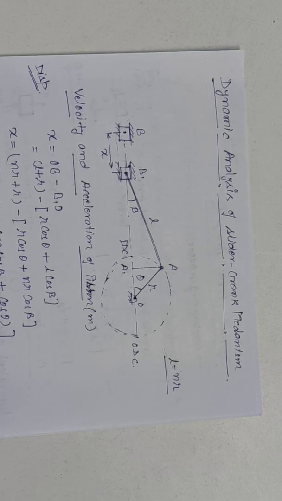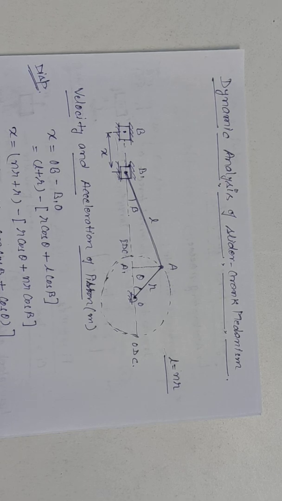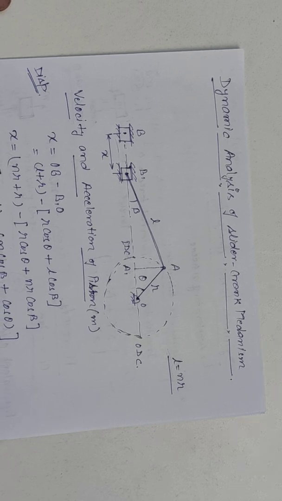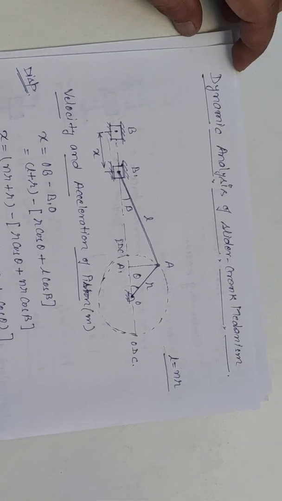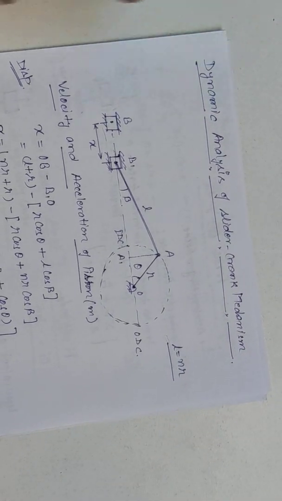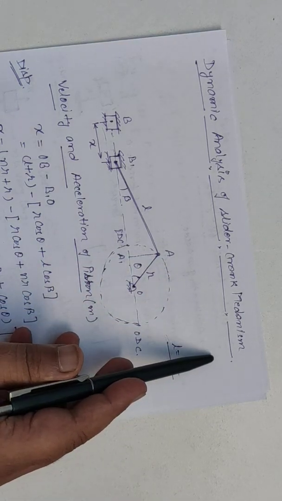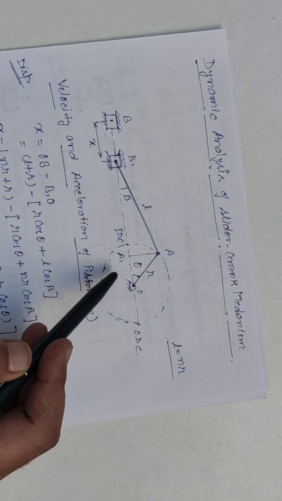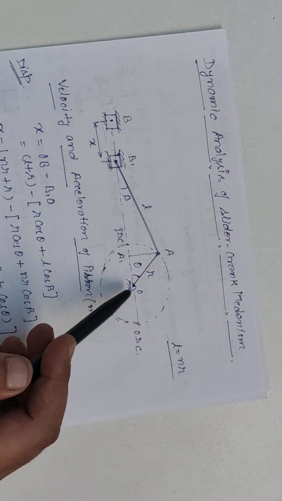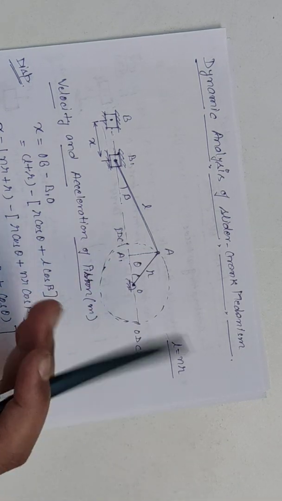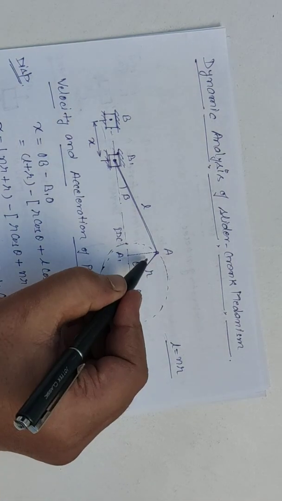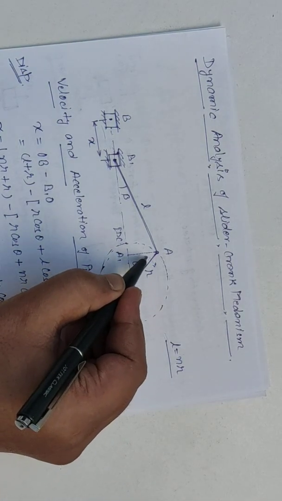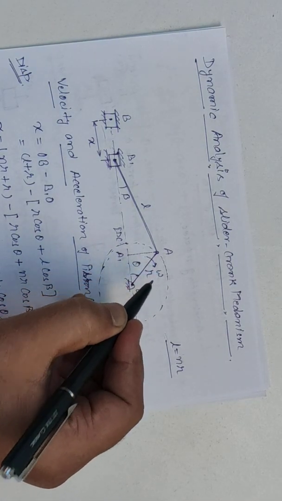In the previous lecture we started our new topic, dynamic force analysis. In dynamic force analysis, the topic we are discussing is the dynamic analysis of the slider crank mechanism. The slider crank mechanism is an inversion of the 4 bar mechanism. Here we have a crank which is rotating in the clockwise direction with, let's say, an angular velocity of omega.